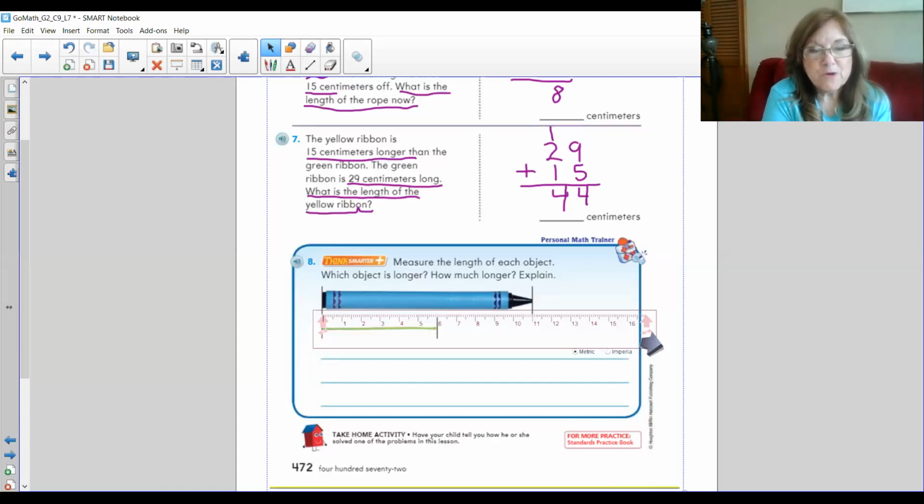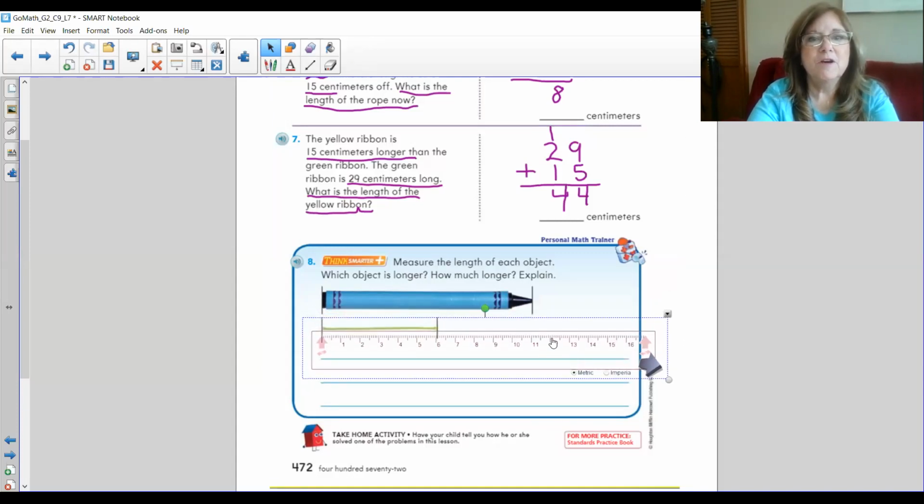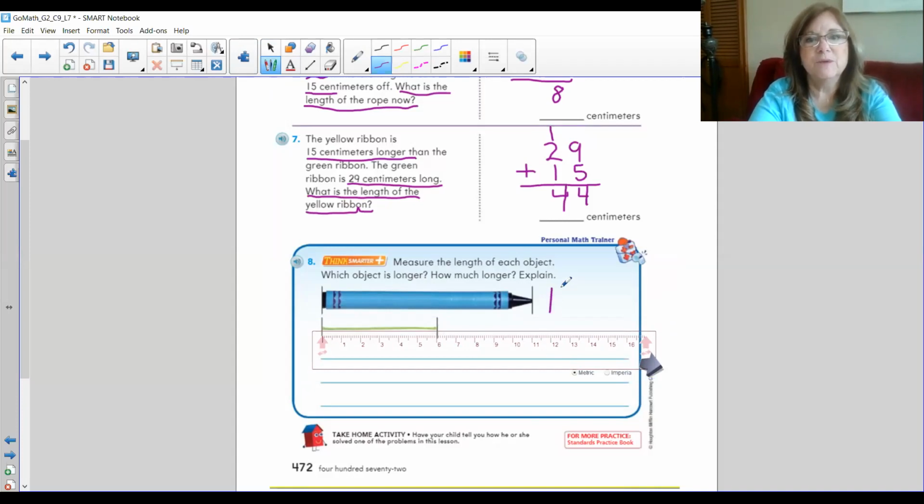Okay, I've got my centimeter ruler lined up with the crayon. And hopefully yours is lined up too. And did you get 11 for the crayon? That's what I get when I line up the very first tick mark. That's the little line. And it ends on this little tick mark, which is 11. So if I want to remember that, maybe I can just write 11 next to the crayon, and the abbreviation for centimeter is cm.